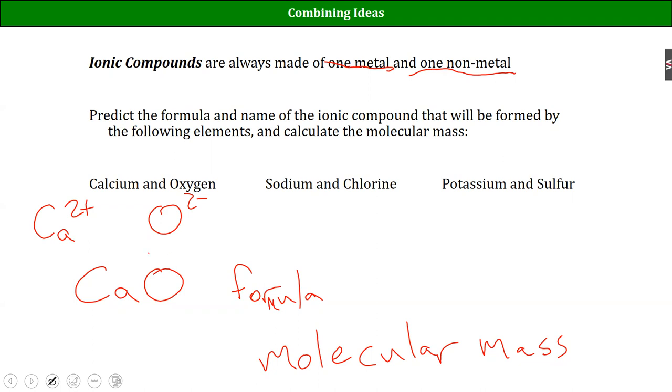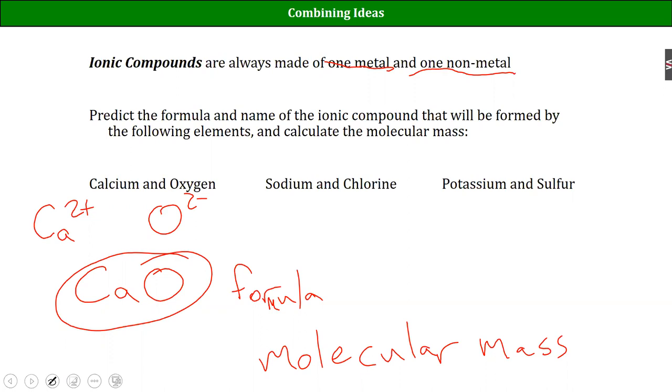If we have this formula that says, okay, for this to be a stable compound, we need one oxygen for every one calcium, the mass of this entire compound is equal to the mass of the pieces. And since we know what the mass of calcium is and we know what the mass of oxygen is, as long as we have a periodic table, the weight for this entire compound is just going to be the mass of calcium plus the mass of oxygen.